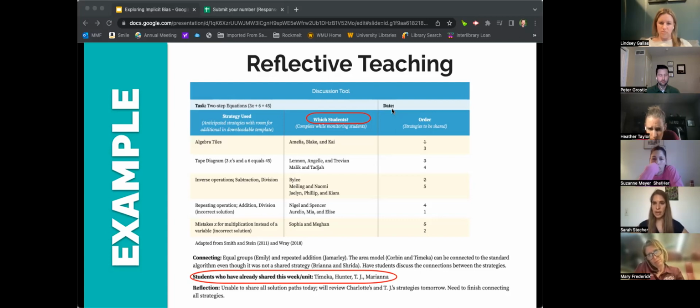And you'll notice at the very bottom, this teacher is keeping track of students that have already shared that week or that unit. And this is a way to reduce implicit bias because sometimes, I know for me in particular, I am looking for that really complete, detailed student answer that I think is going to help the rest of the class. And so I have this bias towards students that I think are going to be able to present that to the whole class. I want everyone to learn. I want everybody to hear what the student said.